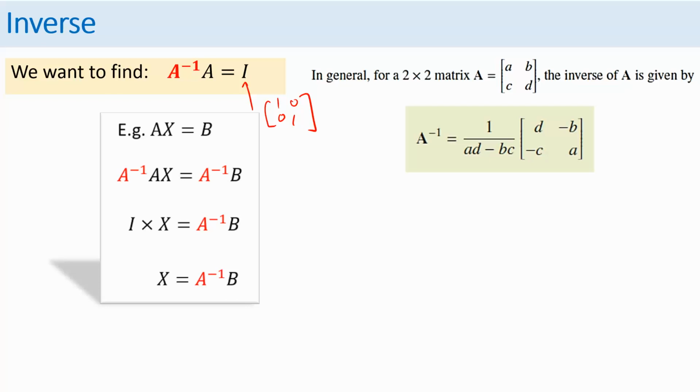You're going to have to memorize this rule for the matrices. It's 1 over AD minus BC. What's AD and BC? That's your matrix, a 2 by 2 matrix. A, B are the first two terms in the first row, and C and D, the second row. Okay, so A, B, C, D.